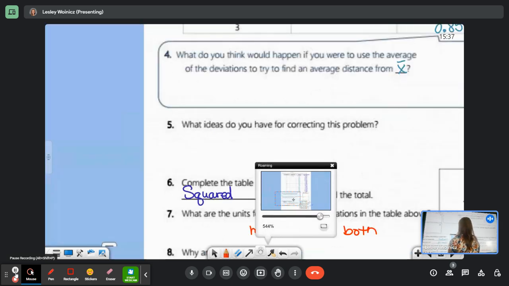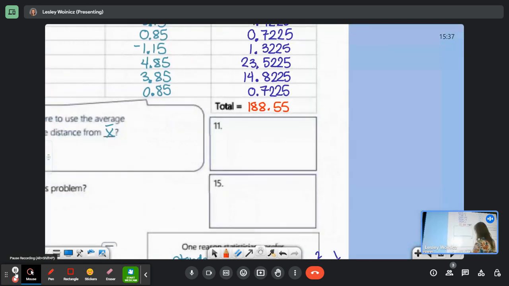So, we have our squared deviations. We already added them all up and found the total. What do we still have to do to find an average? Divide by 20. Divide by how many there are, right? Okay, so we take our 188.55 and we have to divide by 20 because we had 20 values. 9.4375. Okay.